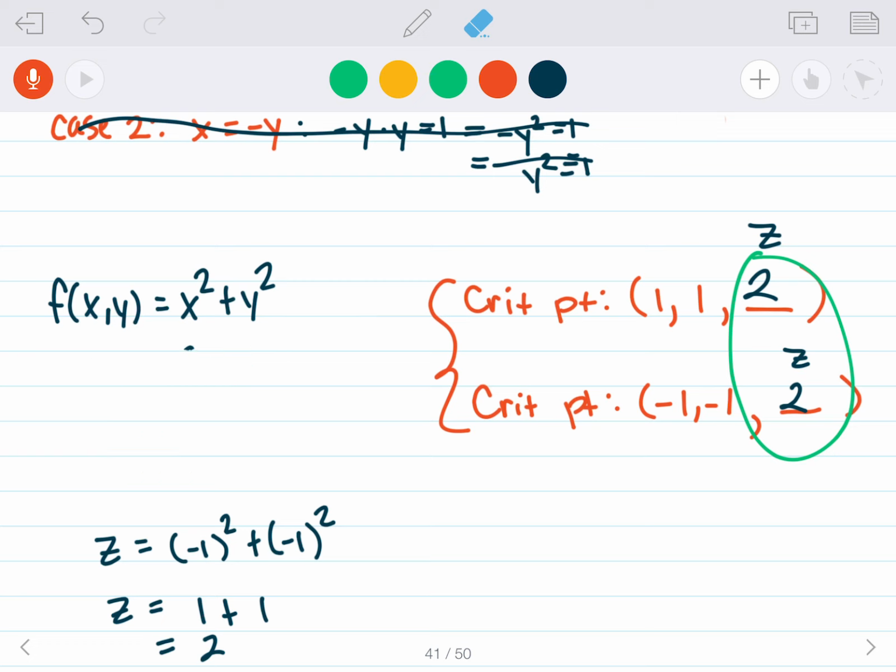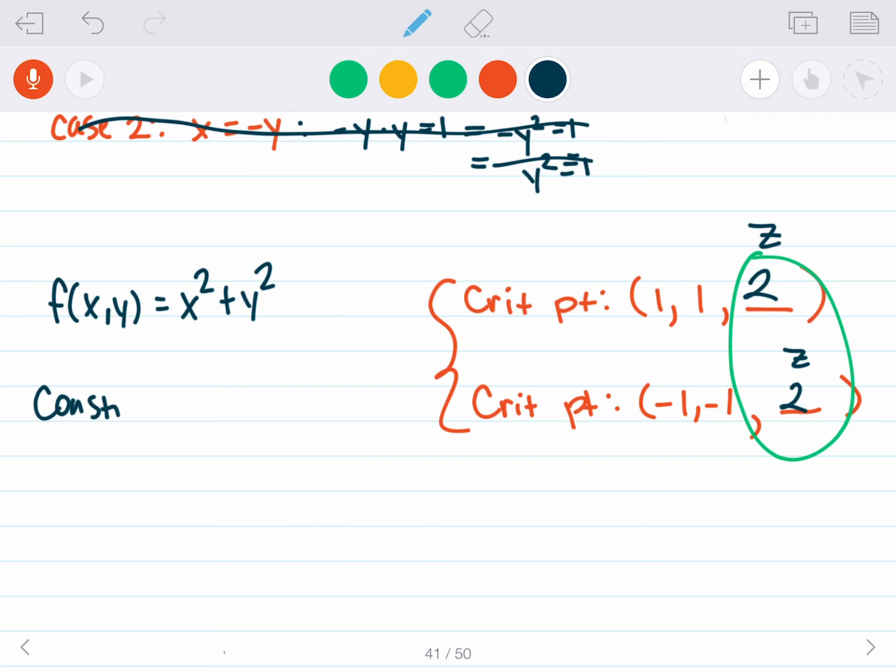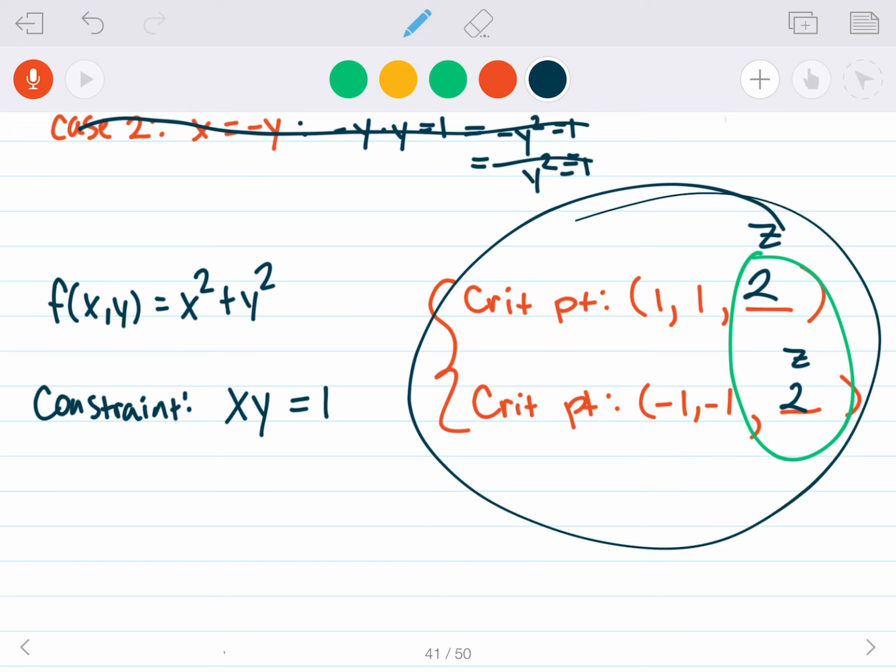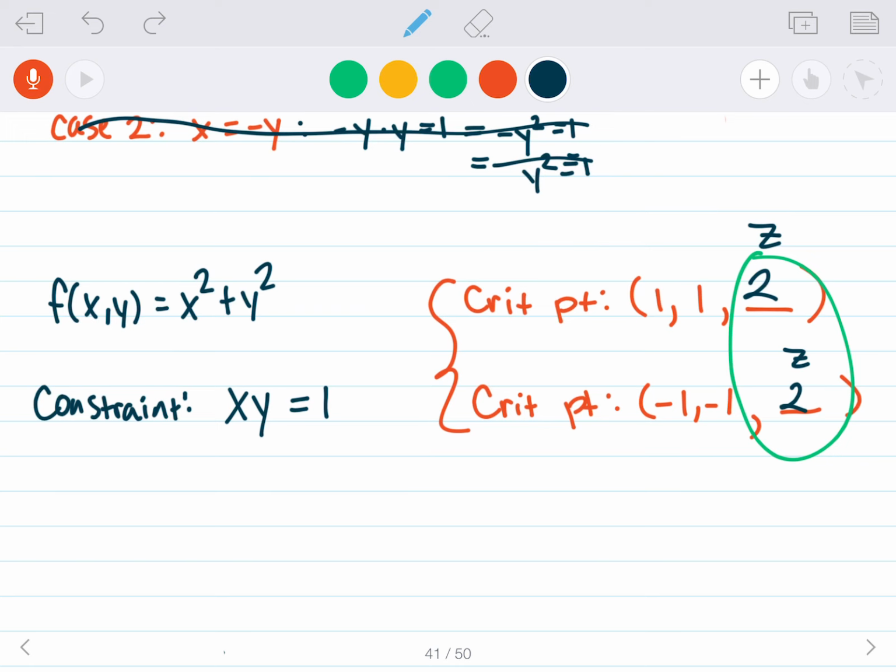Now, how can you tell if it's an absolute max or an absolute min? Well, one way that we can deal with this is we can use the constraint equation. So the constraint says whatever inputs you're putting into this function need to satisfy x times y equals 1. That has to be the case. Now, we can see that these two guys satisfy that, but let's pick another random point, just a test point, so that we can identify if this is a max or a min value.